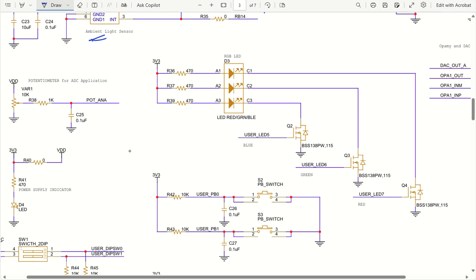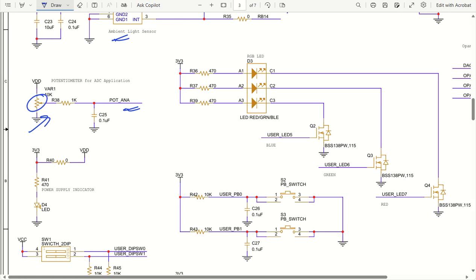Coming back to other parts, we have put one potentiometer so that you can check your ADC values. This is how it has been used. As you rotate the knob, you will have a variation of resistance, and it will be giving you the output.